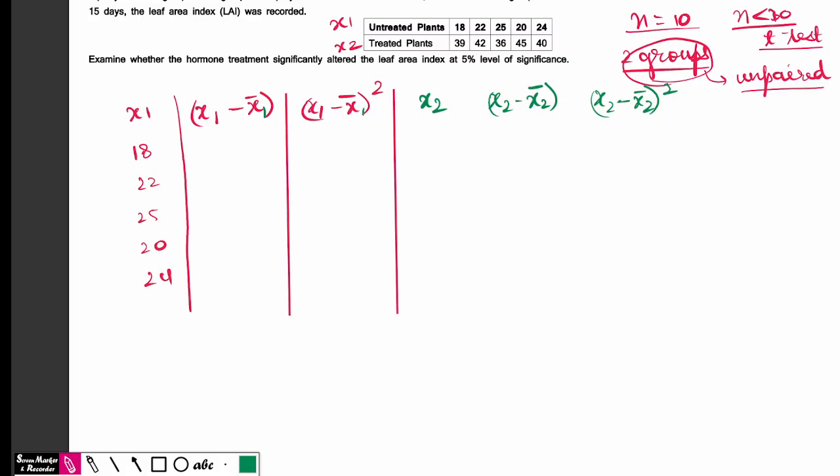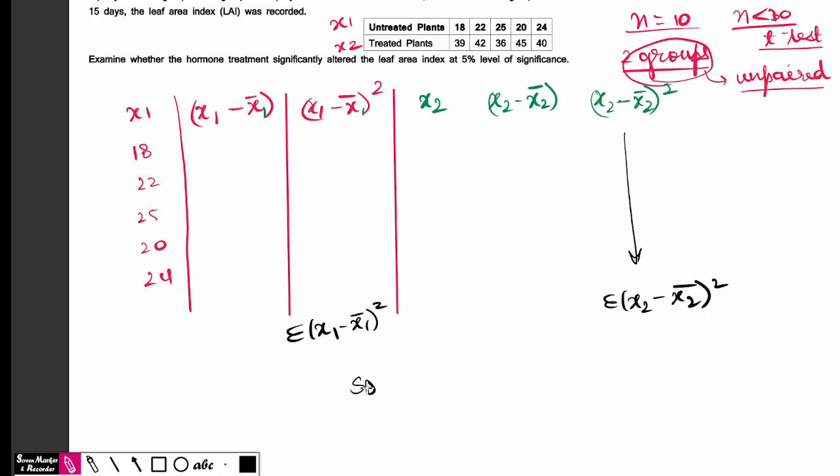Once you calculate all of this, now you have to summate it. Here your one value will be coming, that is summation of x1 minus x1 bar and its square, and here your value will be coming summation of x2 minus x2 bar and its square. Now from this you will be calculating the standard deviation.